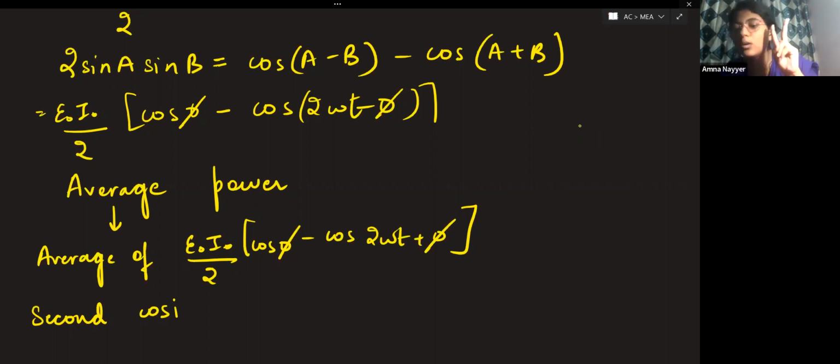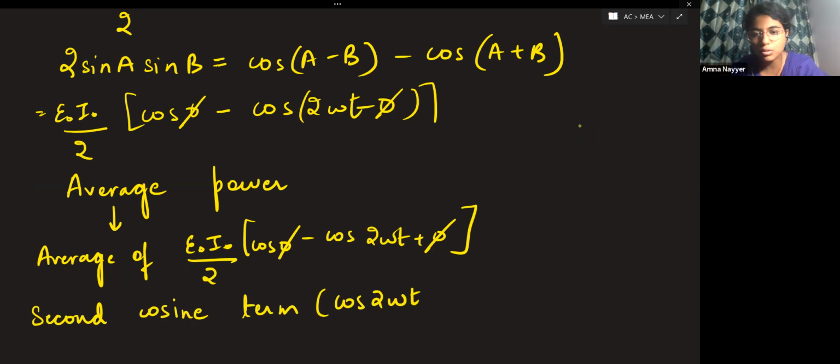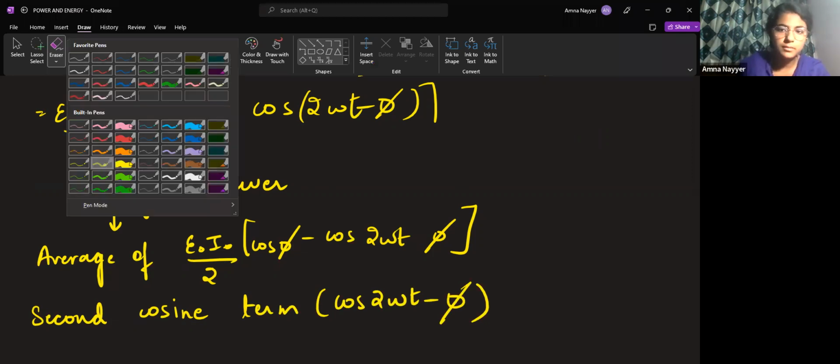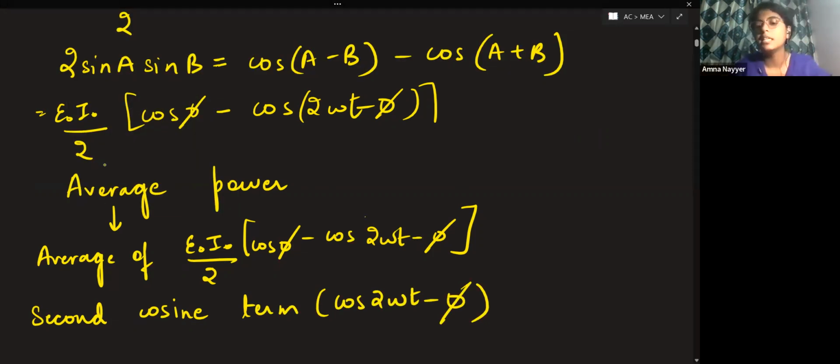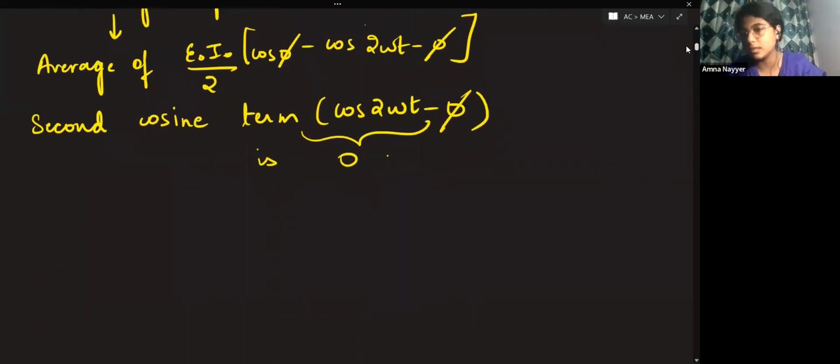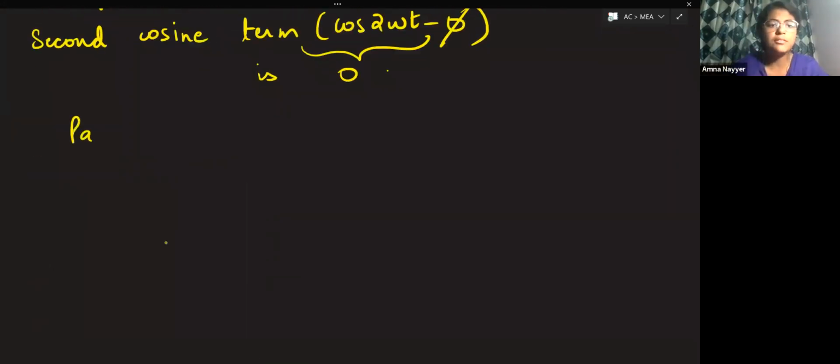Similarly here also, the second cosine term. What is the second cosine term? It means cos(2 omega t minus phi). Its average is 0. For an average over a cycle, over a certain period of time, this term is 0. So if this term is 0, what's the average power that you will get?